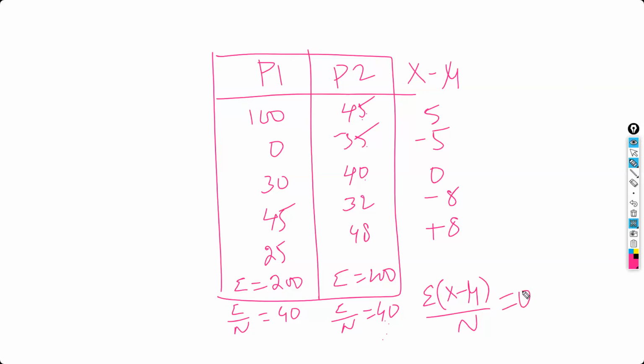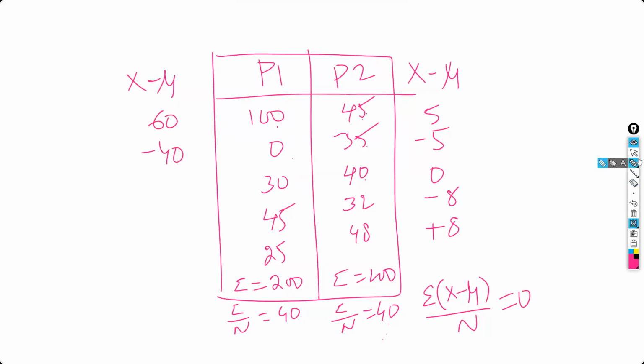Now come to player number 2. Now 100 minus 40, what is 100 minus 40? 60. 0 minus 40, minus 40. How to calculate deviation? It means every value minus its mean value. Just like you are applying a for loop: for x minus its mean value.